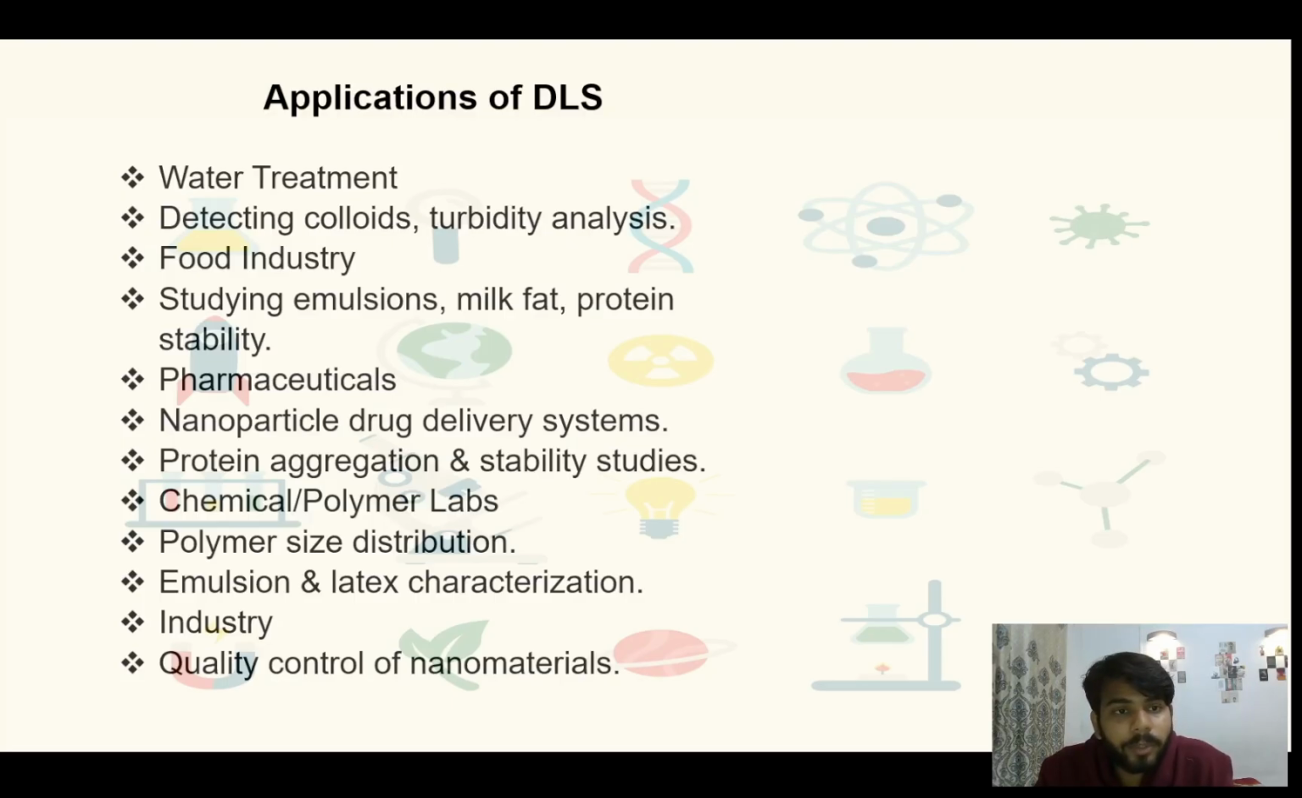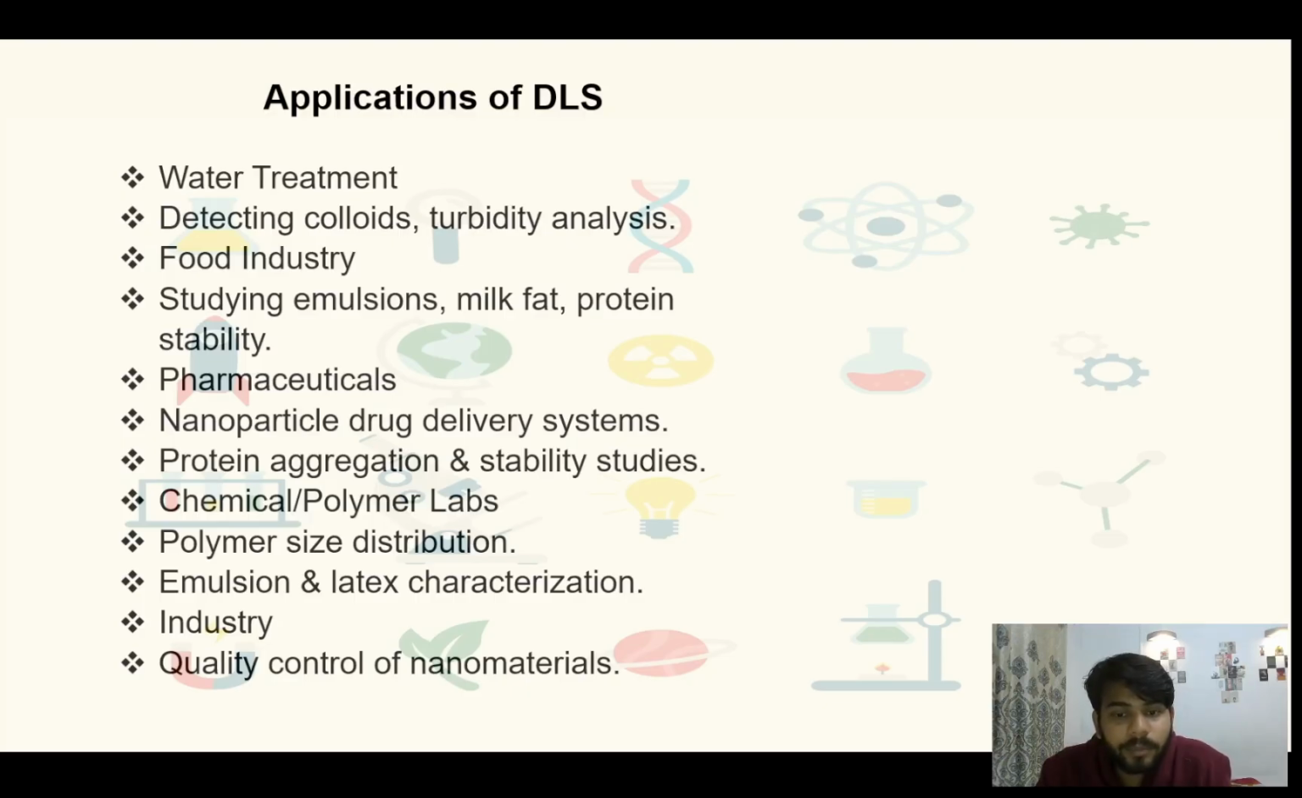Water treatment and environmental science. DLS is extremely useful in water treatment facilities and environmental analysis. In water, we know there are many small particles like colloids, sediments and impurities. Even if the water looks very clear to our naked eyes, at the microscopic level there can be thousands of small particles which are harmful for human health.